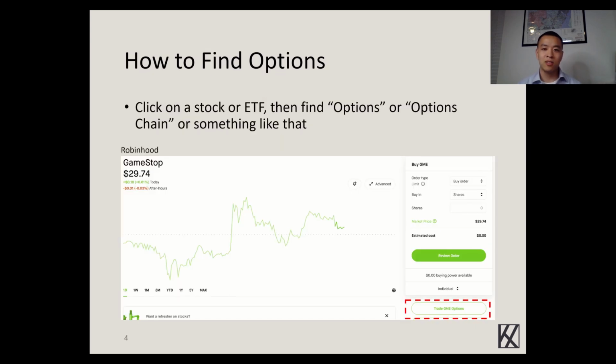So, how to find options in your favorite stocks and ETFs. In your brokerage, you're going to go to that stock page, and you're going to look for an options button, or it might say options chain. Or in this case, it says trade GME options. In some brokerages, they're going to completely hide it and not have any text. It's going to be like an icon in the corner or at the bottom of the page, or even super tiny text. So you're going to have to either Google it if you can't find it, or just keep looking, because it's going to be there, okay?